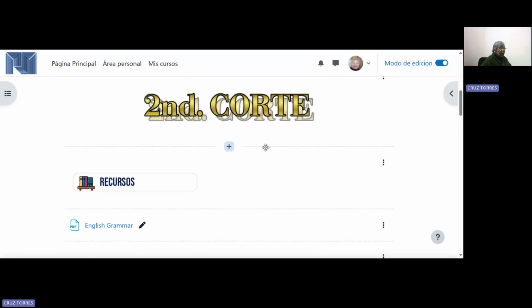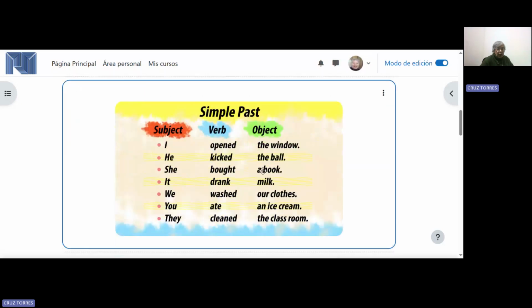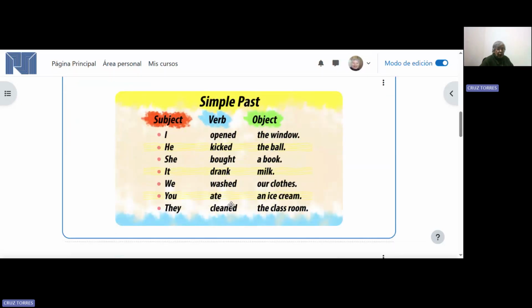This is the first part of the second course. In this chart, we can see all the verbs are in the past. Here we can find regular and irregular verbs. As you see, the verb goes after the subject and before the object. It goes in the middle of the sentence.